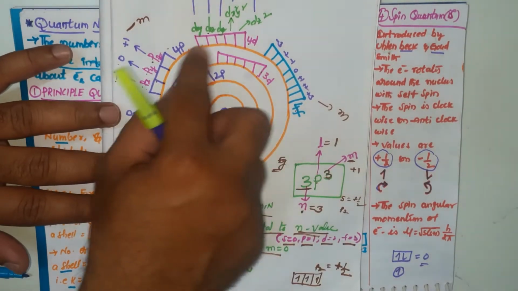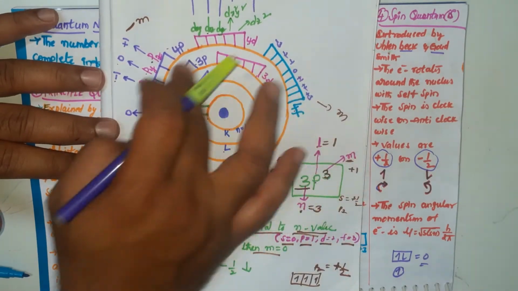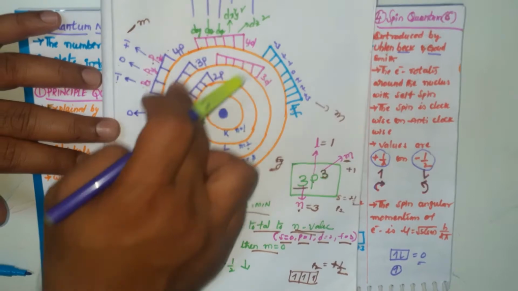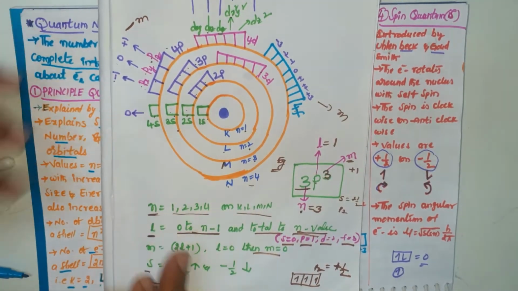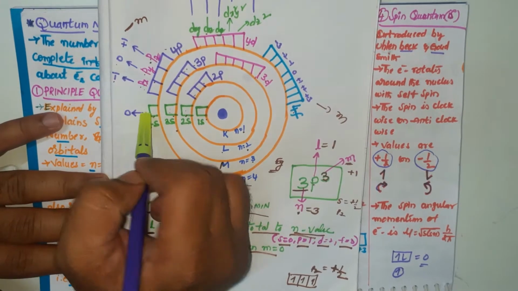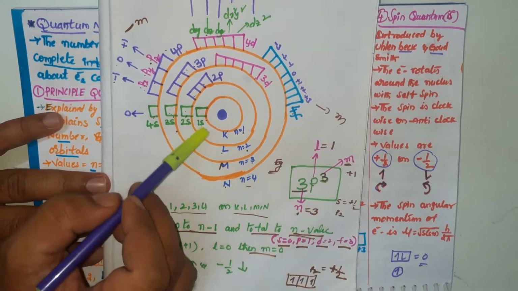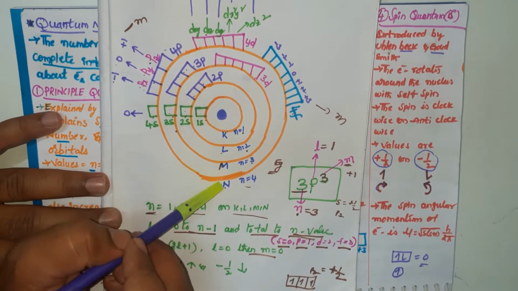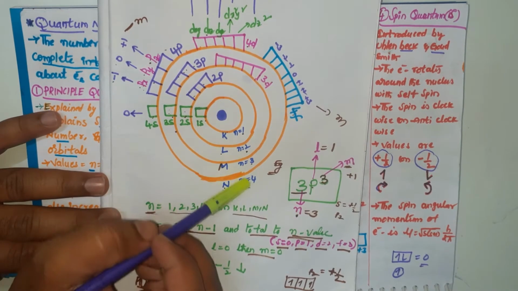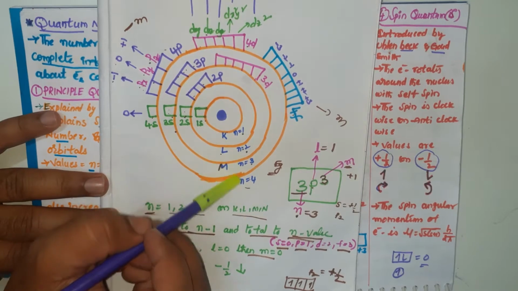Okay, students, this is the diagram to explain the quantum numbers. This is the atom, and this is the nucleus. These circular paths are orbits where electrons are rotating. These green orbitals are 1s, 2s, 3s, 4s. These shells are K, L, M, N, where n is equal to 1, 2, 3, 4, also known as the principal quantum number.